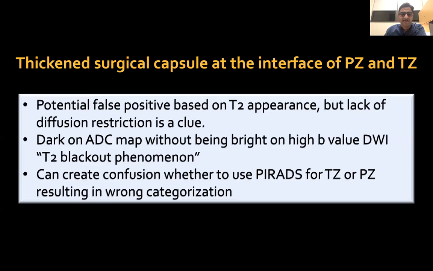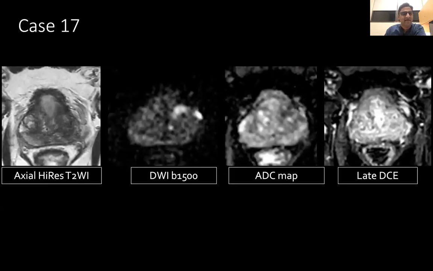So don't rely on the ADC map, because you can have this T2 blackout phenomenon. You can use either the transition zone or the PI-RADS peripheral zone categorization, depending upon where it is predominantly localized. Here is another patient with prostate MRI, and the eye immediately catches this area of restricted diffusion. You can see that it's in the transition zone, and there's nothing on the T2-weighted imaging, so I would ignore that.